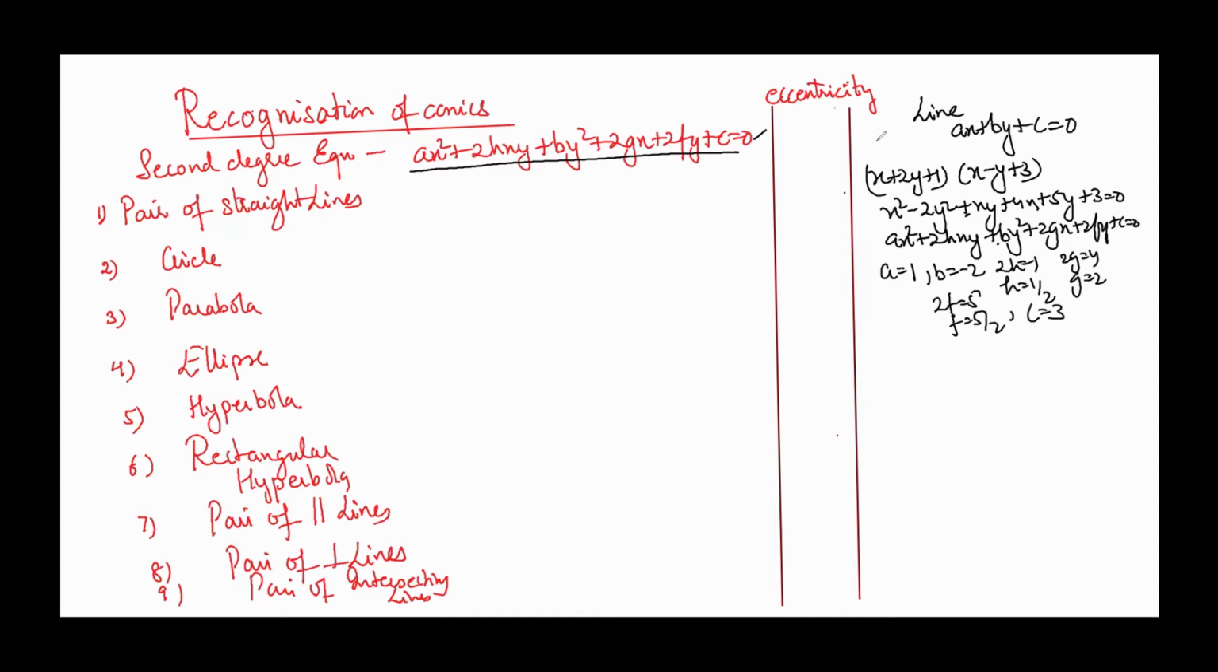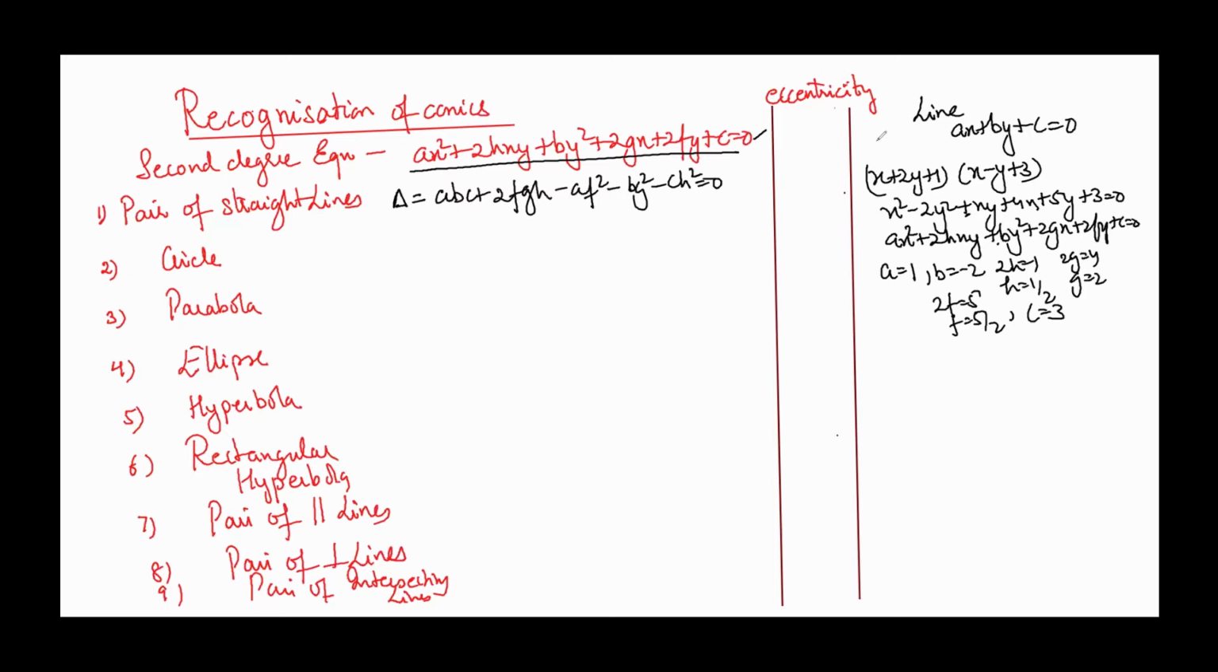So if we have to recognize whether this second degree equation is of a pair of straight lines, then in that case this must satisfy this delta, and delta is the necessary and sufficient condition for this equation to be of a pair of straight lines. And what is that delta? Delta is abc plus 2fgh minus af square minus bg square minus ch square is equal to 0.